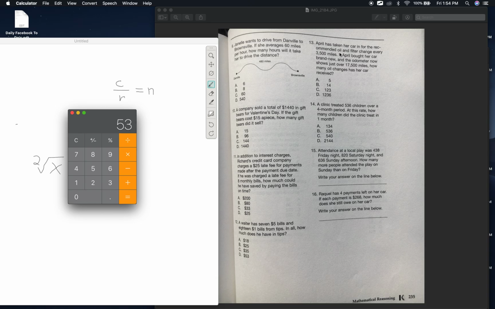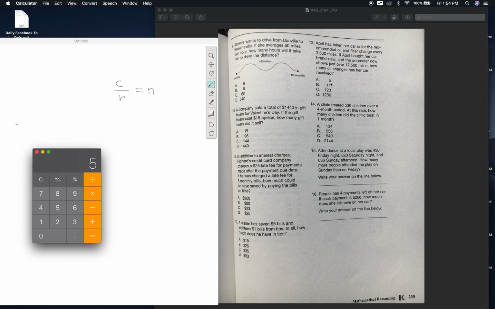April has taken her car in for recommended oil and filter change every 3,500 miles. If April bought her car brand new and the odometer now shows just over 17,500 miles, how many oil changes has her car received? So there's 17,500 miles. Each oil change is changed at 3,500 miles. So we'll divide the two. 17,500 divided by 3,500. So April has received 5 oil changes. Okay, 5 right there.